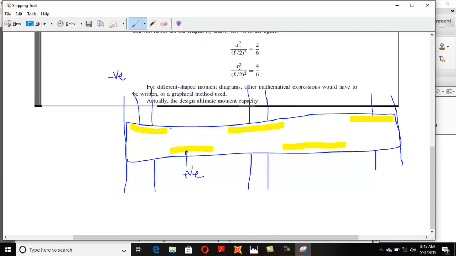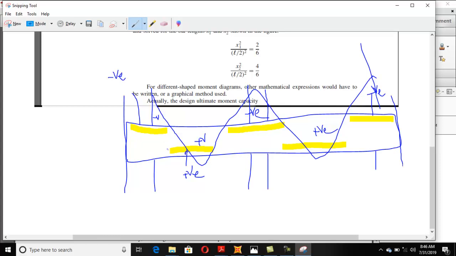I already mentioned this point about this kind of reinforcement at the end of that lecture. If you draw the moment diagram, it looks like this shape. Here the negative moment is maximum, here the positive moment is maximum, and again there is negative moment and positive moment. So these bars are provided to cover the negative moment, and these bars are provided to cover the positive moment, and so on.